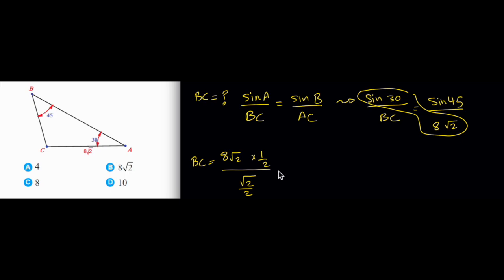Now, how can we simplify something like that? Just write down 8 root 2, times 1 over 2. And we have the denominator root 2 over 2. Put the denominator of the denominator on the numerator, so it will be times 2, over root 2. Now we can cancel. So the answer is 8, which is C.